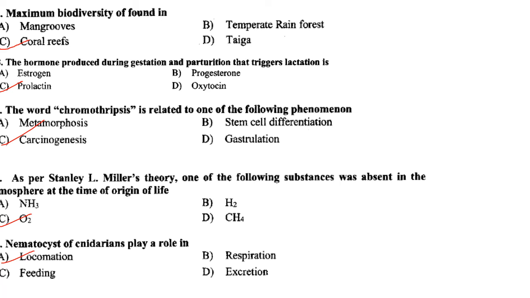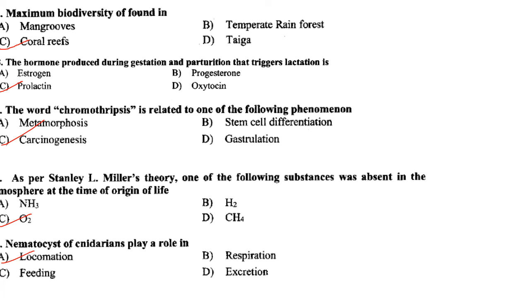Then next one. Maximum biodiversity is found in. So it is found in the mangroves. No, sorry, coral reefs. Okay, answer is option C. So mangroves provide maximum terrestrial biodiversity, whereas coral reefs provide maximum global biodiversity. So the answer is option C, that is coral reefs. The hormone produced during gestation and parturition that triggers lactation is. So it is prolactin. Answer is option C.